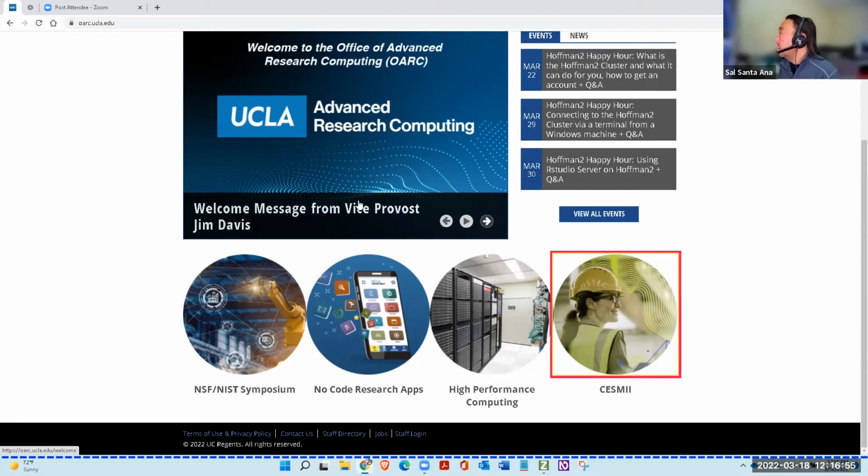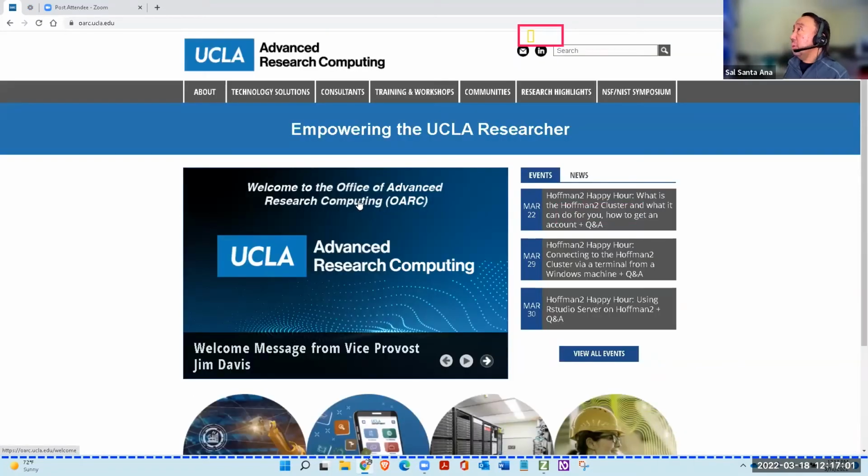No next graphic. And then let's see, I'll just jump up to the top. View all events link heading, events visited link news heading. The last thing I wanted to show you is that the screen reader could read the entire page to me if I wanted. Heading level 2 visited link events visited link news. Mar. 22. Link Hoffman 2 happy hour. What is the Hoffman 2 cluster and what it can do for you? How to get an account link plus Q&A. Mar. 29. Link. So yeah, that wraps up the screen reader demo.